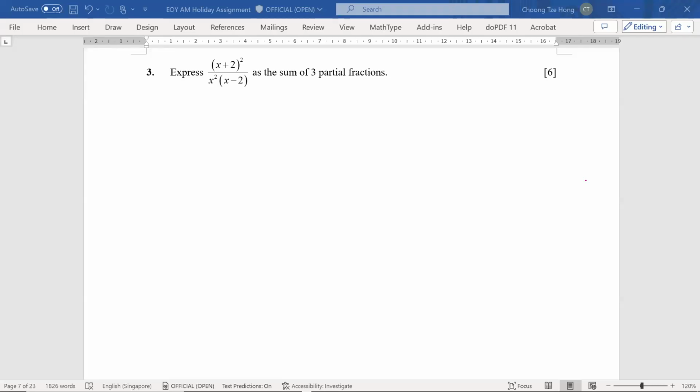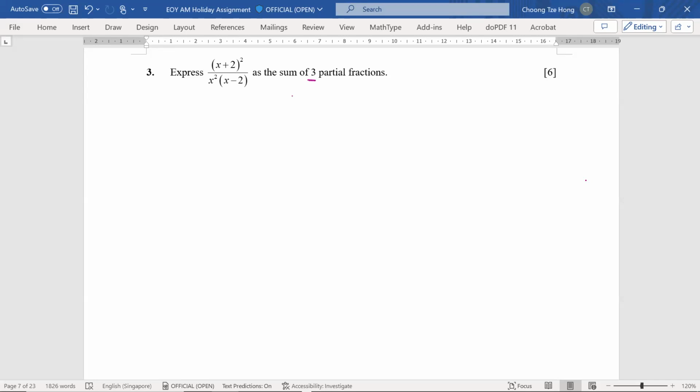Hi students, in this video I'll be going through the 2014 O-Level Paper 1 question 4. This is a question relating to partial fractions. We are asked to express (x + 2)² over x²(x − 2) as a sum of 3 partial fractions. If you see over here, they want you to divide this into 3 partial fractions.